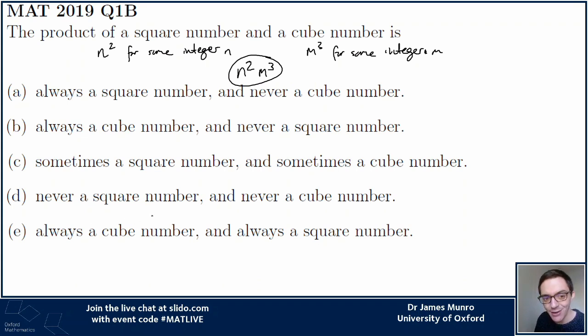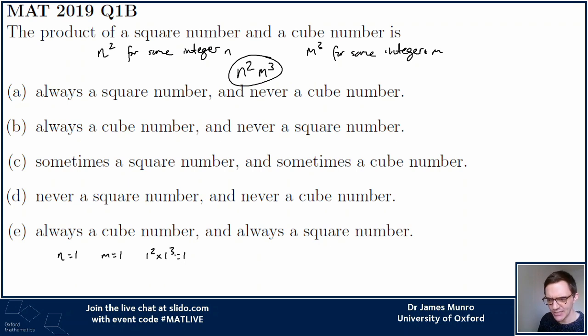My choices here are, I can try and prove one of these, or I can disprove the other ones by finding counterexamples. Here I think, partly to disprove E, and partly just for experimentation, I'm going to try putting some small numbers in. So if I put in n is 1, m is 1, and check what that product might be, well then I get 1 squared times 1 cubed, which is 1, which actually is a cube number and a square number. So this is looking good for E, it's not a counterexample.